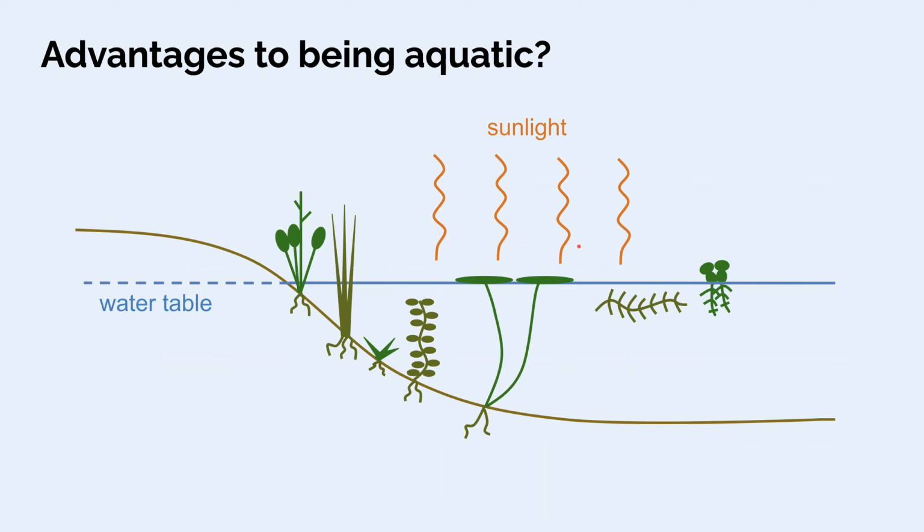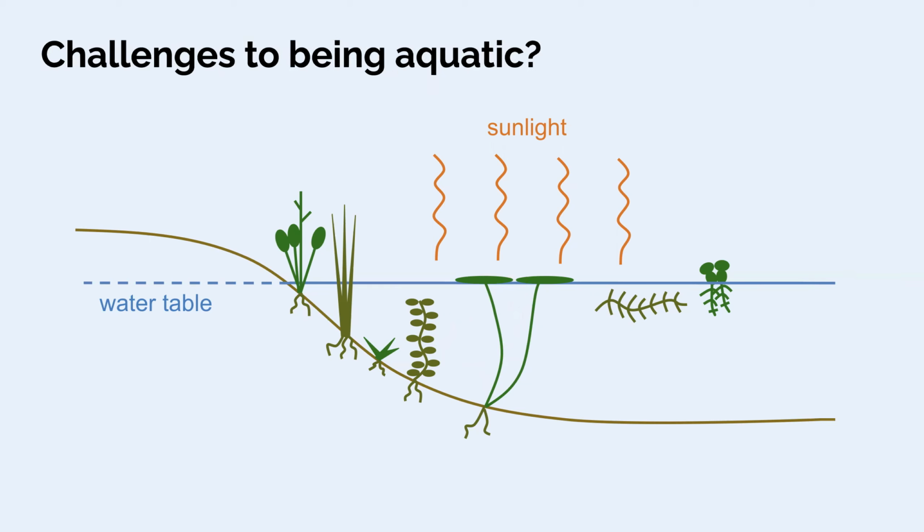Sometimes sunlight is a challenge. Sunlight has to get down into the lower water levels if you're underwater. And depending on how turbid, how much stuff is sort of suspended in the water, there might be more or less light getting down to the lower levels. So if you have a high nutrient lake, for example, light doesn't penetrate very far because there's a lot of stuff inside of the water. All right, so advantages, challenges, I think we've covered those pretty well.